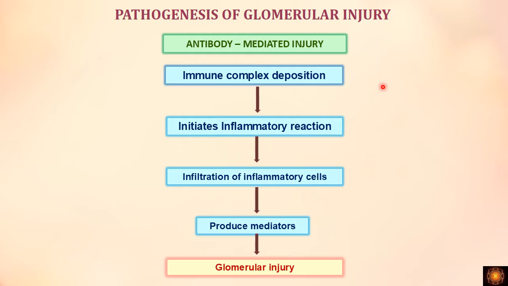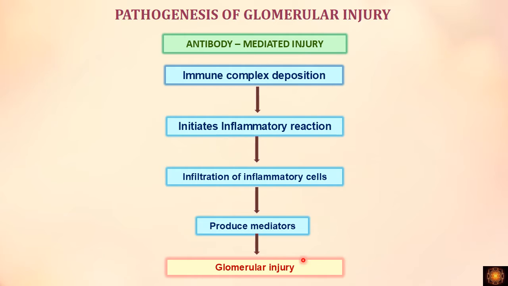So in the antibody mediated injury, the main factor is the formation of the immune complexes, that is antigen antibody complexes. So these complexes get deposited in the glomerulus. Once they get deposited in the glomerulus, they initiate an inflammatory reaction. And when there is an inflammatory reaction, we have the infiltration of the different inflammatory cells. These inflammatory cells produce chemical mediators, which will cause damage to the tissue, and that leads to the glomerular injury.